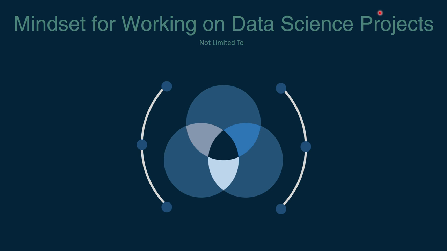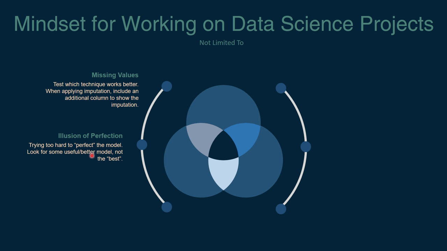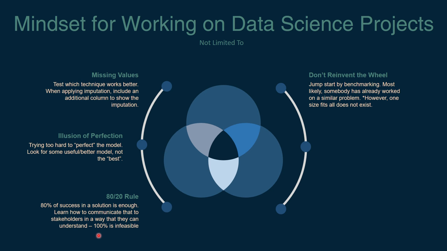So my mindset for this project was following some of these approaches here: looking for missing data, not avoiding it, avoiding this type of illusion of perfection, and working with the 80-20 rule, which you guys can read here. I think it will make sense.